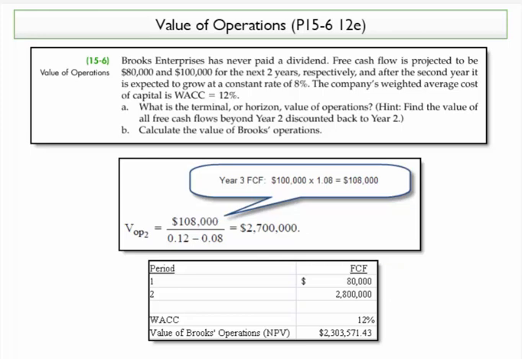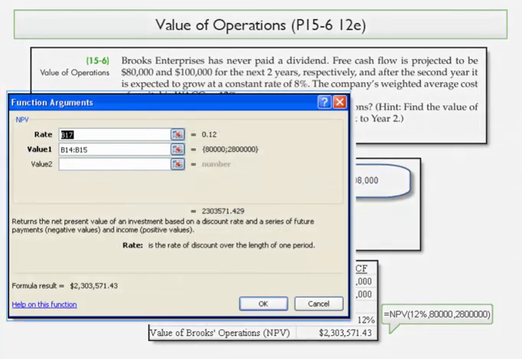$2,303,571 in spare change. And here you see the NPV formula that I used in Excel to calculate the $2,303,571 value of Brooks's operations. Now, if you're in Excel and you click on the formula editor, you will get this pop-up screen here as well. And here you can see where the variables go in that calculate that amount. We're using the 12% weighted average cost of capital, and then we've included just two cash flows, the $80,000 and the $2,800,000.